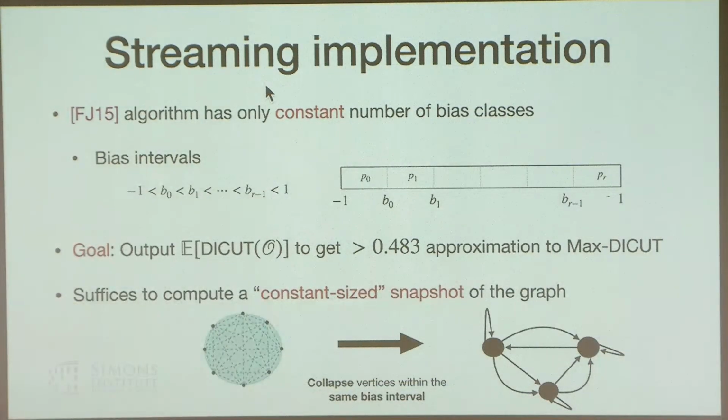And this rounding probability just tells you what's the probability with which you're going to place a vertex in the left set versus the right set. That's only a function of the bias. But technically, any part of the graph can be in the same bias interval, right? Yes, two vertices which are on opposite sides could technically have the same bias.